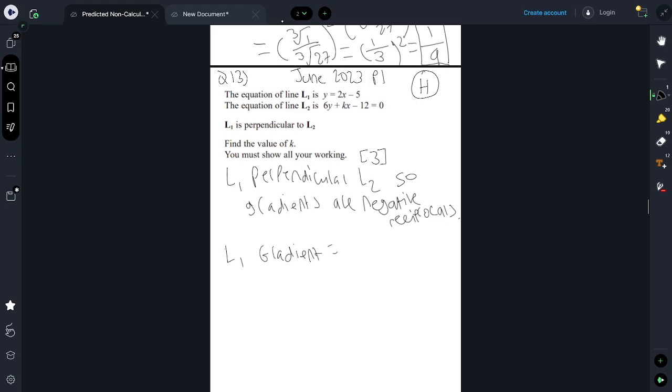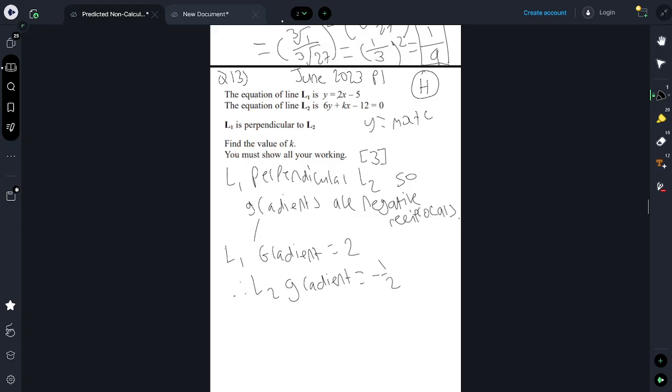So the gradient of L1, well, y is mx plus c. It's in this form. m's the gradient here, so the 2, the number in front of the x. So that's 2. Now we should know the L2 gradient because they're perpendicular. Well, that's going to be minus a half, because you take the reciprocal, 2's reciprocal is a half, and then minus it to make it negative. So minus a half. Okay. So we know what the gradient of L2 is, but we also know how to find the gradient of a line.